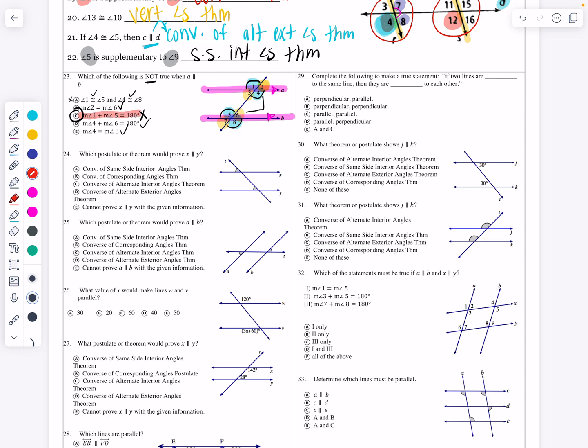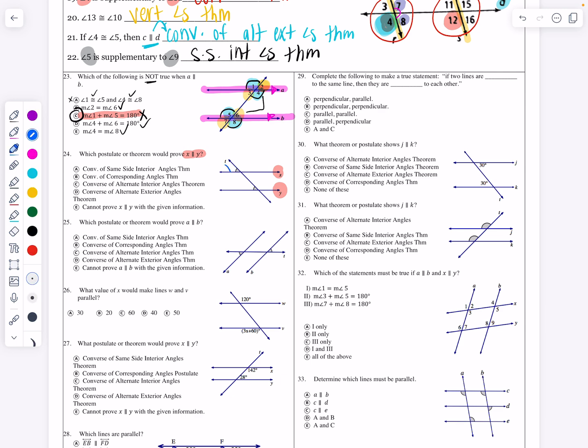All right, which postulate or theorem would prove that X is parallel to Y based on what information is given in the picture? And so we want to prove that X and Y are parallel. So what kind of angles are those? We know we're going to use the converse of something, because if we're ever trying to prove lines parallel, you have to use a converse theorem. Thankfully, all of these say converse, and so let's see what kind of angles they are.